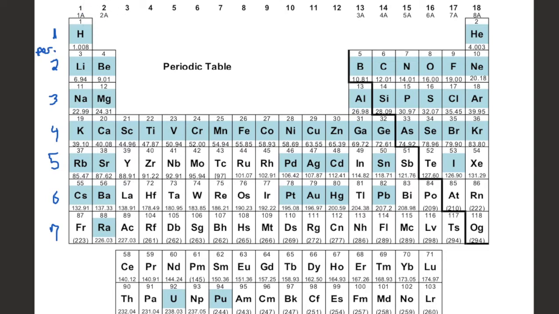The columns going across here, 1 through 18, are known as the groups or families. Then you'll notice we have this little staircase here on our copies of the periodic table. On the lower left-hand side is where we have the metals. The upper right is the nonmetals. And then along the staircase, we have metalloids.